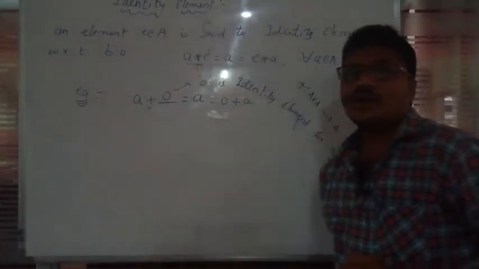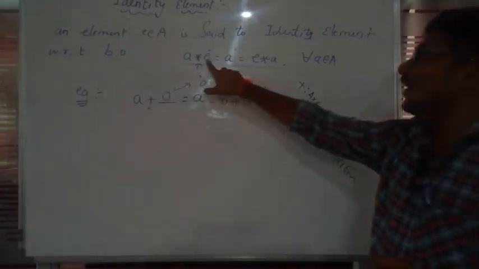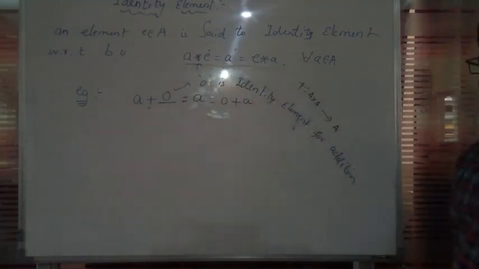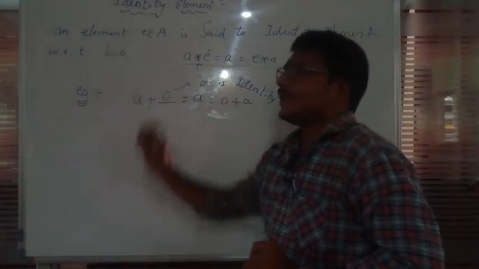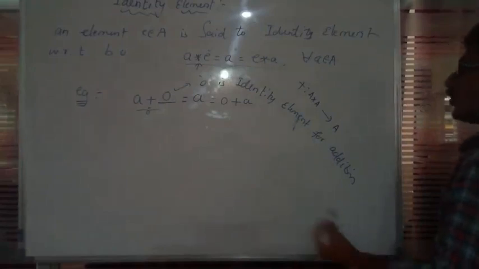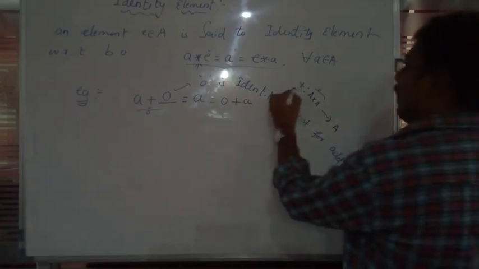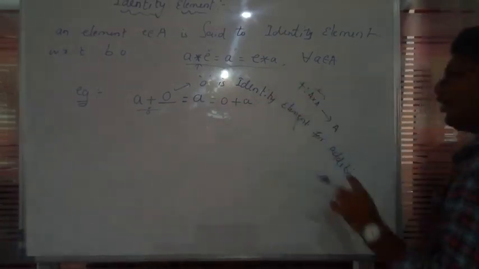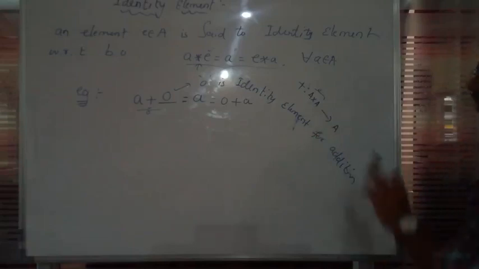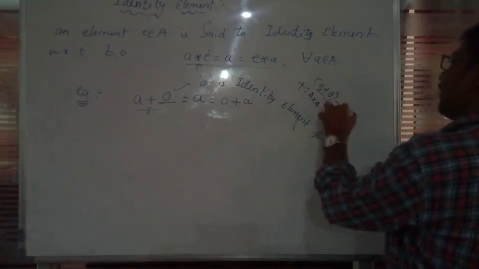An element e belongs to A is said to be the identity element with respect to binary operation, which means a star e is equal to a, e star a. What is the reason for saying with respect to binary operation? Whichever numbers we take, these two numbers a and 0 must be present in A cross A. After we apply the operation between those two numbers, the element we get must be present in the same set. A plus 0 gives a.